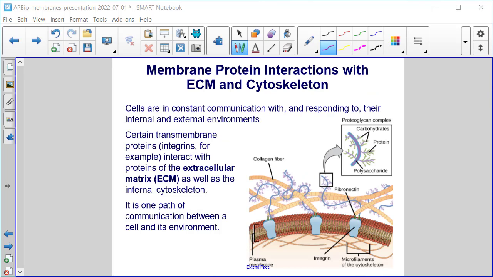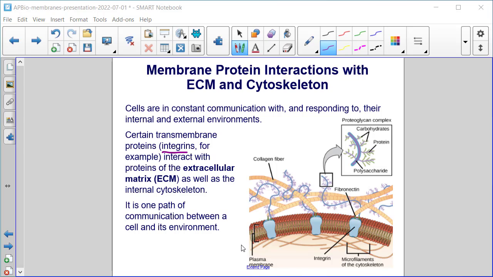Membrane protein interactions with ECM and cytoskeleton. Cells are in constant communication with and responding to their internal and external environments. Certain transmembrane proteins, integrins for example, interact with proteins of the extracellular matrix, or ECM, as well as the internal cytoskeleton. It is one path of communication between a cell and its environment.